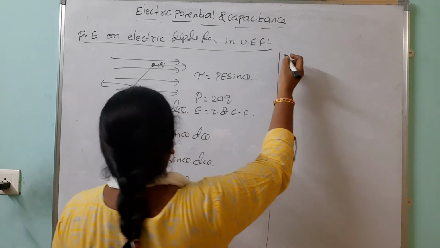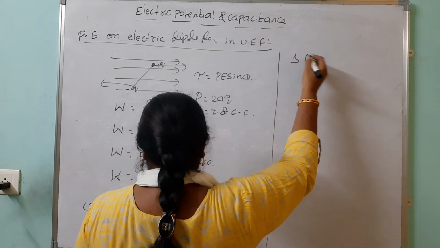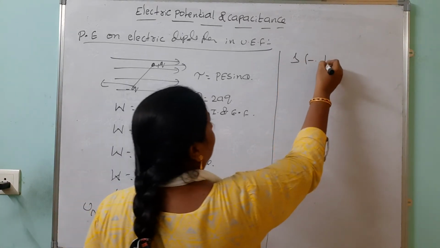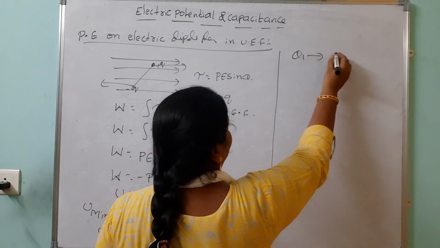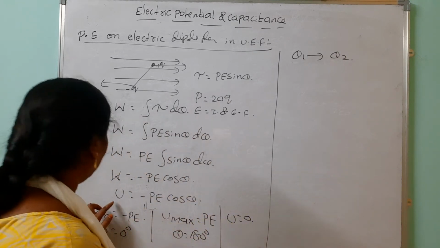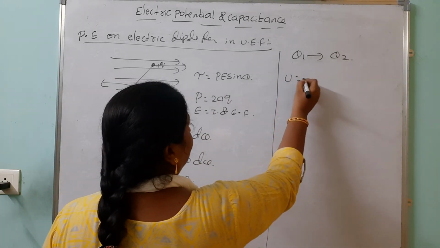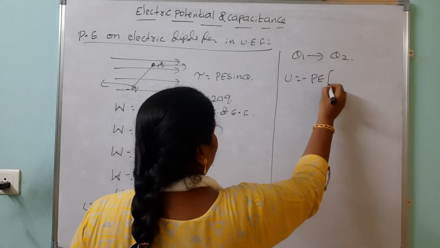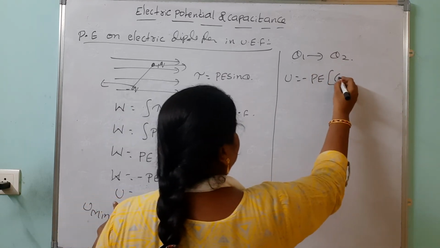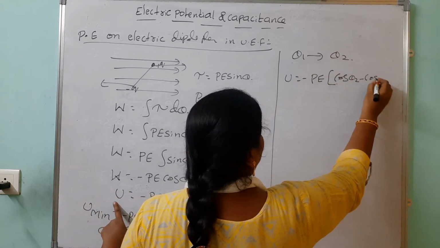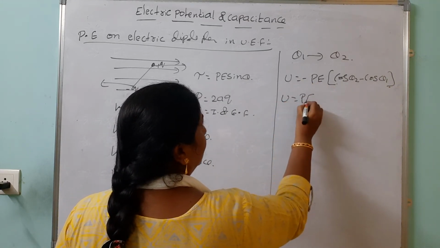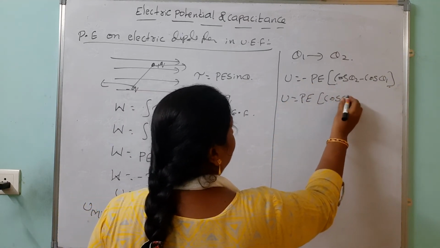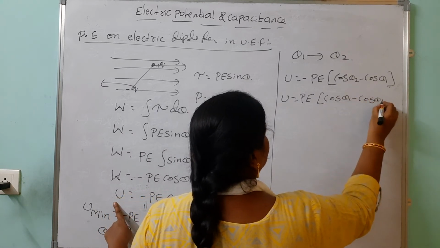And one more concept: suppose the dipole is rotated from theta 1 to theta 2. Then how to write this expression? U equals minus P. First you take the upper limit, cos theta 2 minus cos theta 1. Here minus is there, don't forget. So it should be right, cos theta 1 minus cos theta 2 also we can write it.